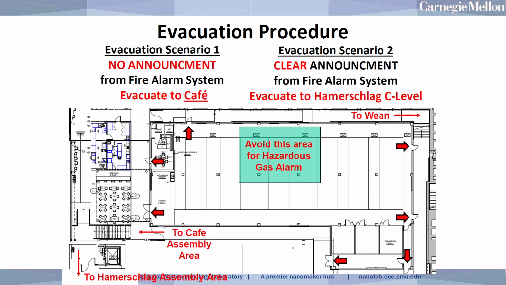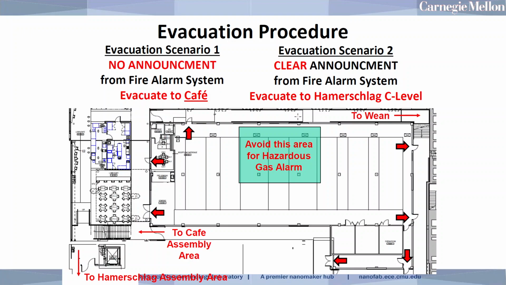A couple more things I want to note about this diagram and this layout. First, you'll notice all the red arrows. Those are all exits from the lab. At each corner of the lab, there's going to be an exit. You could even exit through the e-beam chase here if you wanted.